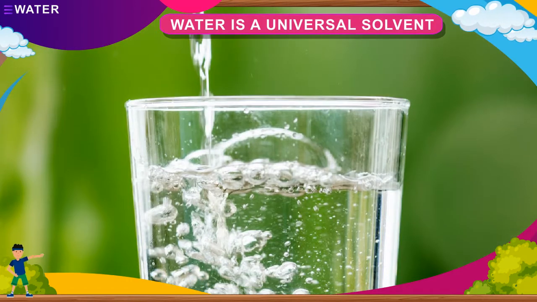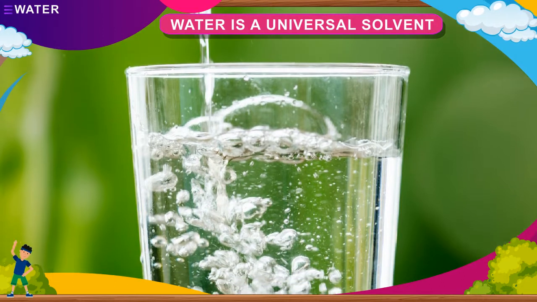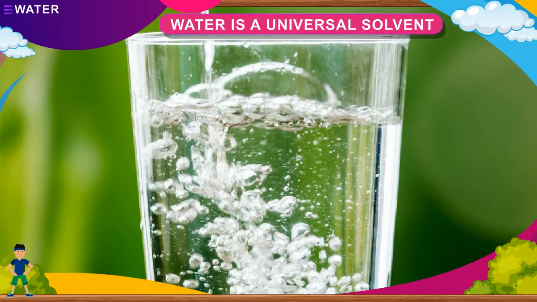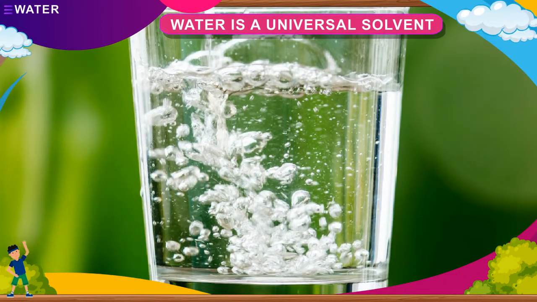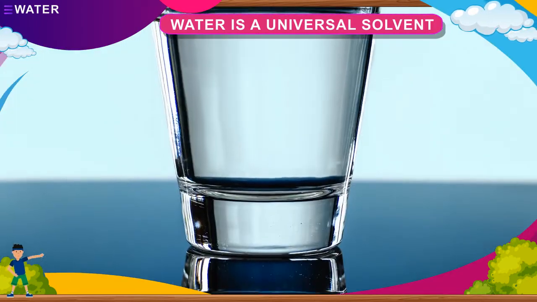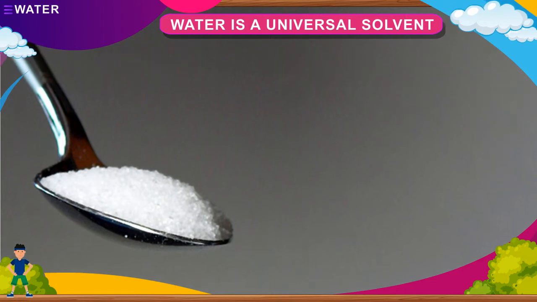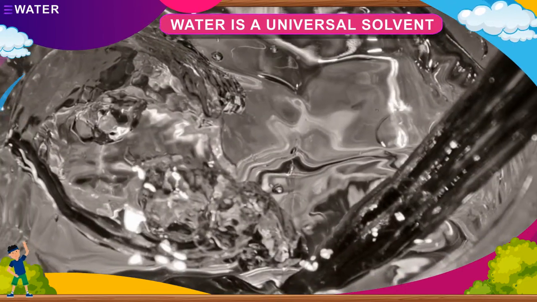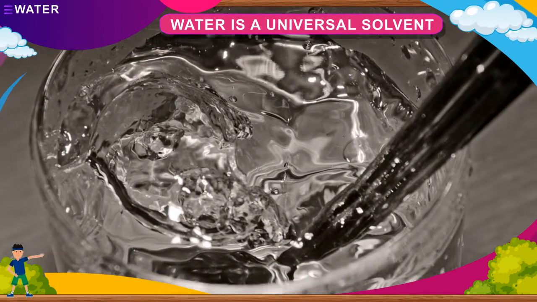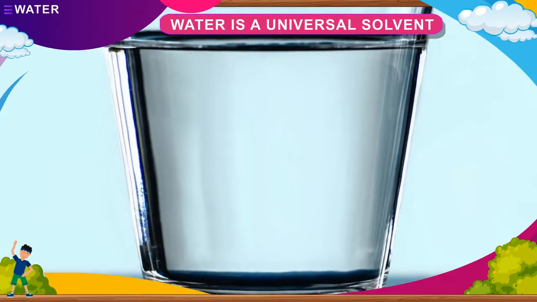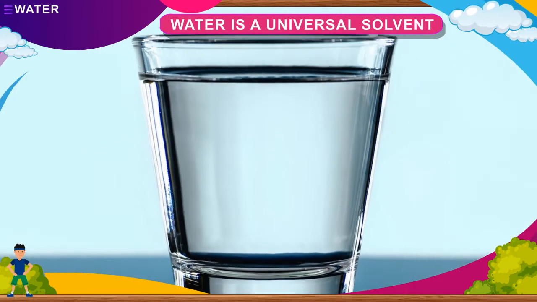Here is an activity showing that water is a universal solvent. Water can dissolve many things in it. Take some water in a glass. Add 2 spoonfuls of sugar to it. Stir the water. See what happens. The sugar you have added to the water gets dissolved.